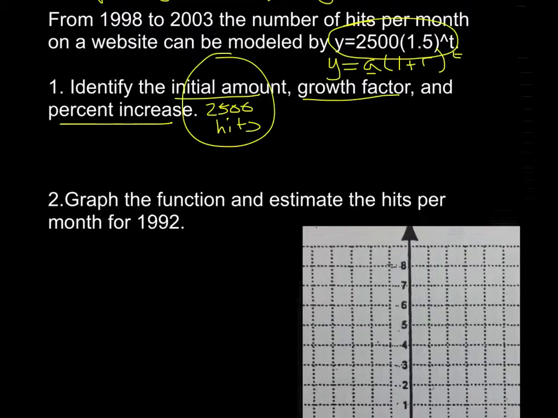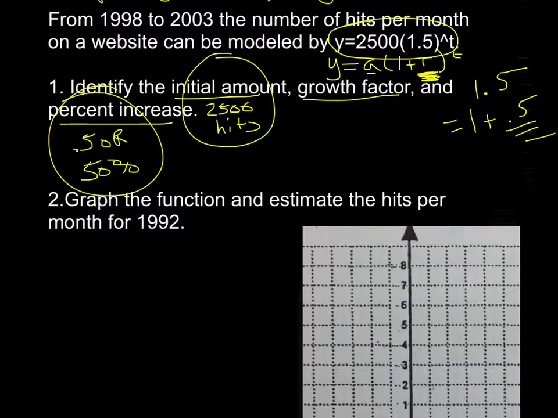The percent increase is a little bit trickier because I know that the percent increase comes from right here. It is 1 plus r, but I don't have 1 plus r. I have 1.5 in there. Well, if I have 1.5, the only way I could get that is 1 plus 0.5. So that right there, 0.5, also known as 50%, that's my percent increase. I am increasing 50% per year.